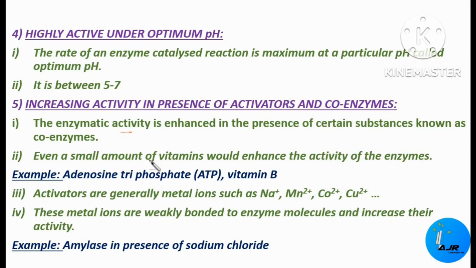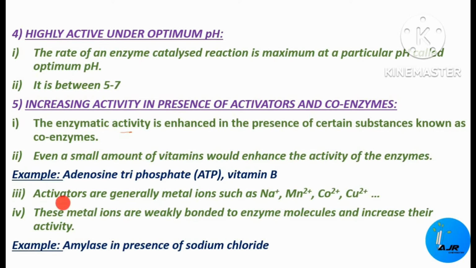So for example, what are the examples for these coenzymes? Actually, adenosine triphosphate (ATP) you would have heard while learning about DNA, RNA. So there you might have learned about this adenosine triphosphate. Actually, this acts as a coenzyme, and vitamin B also acts as a coenzyme. These two, and we have many other coenzymes also. Those coenzymes will be enhancing the activity of the enzymes.